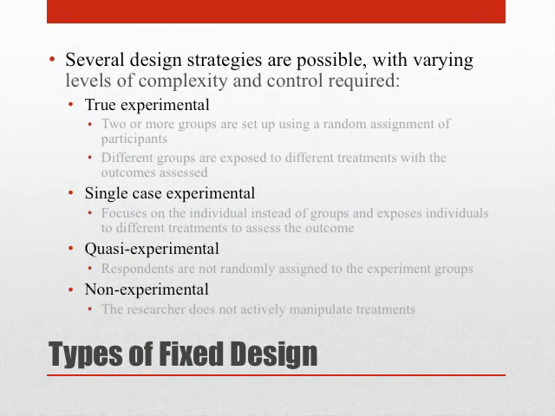Some typical types of fixed designs. Well, there's a whole scale of experimental research where you've got one or two or more groups where you're actually changing some of the conditions and seeing the effect of you changing conditions. And with that, there's either true experimental or something called quasi-experimental. There are also non-experimental fixed designs where you're really not changing conditions, you're just assessing or measuring what's going on.